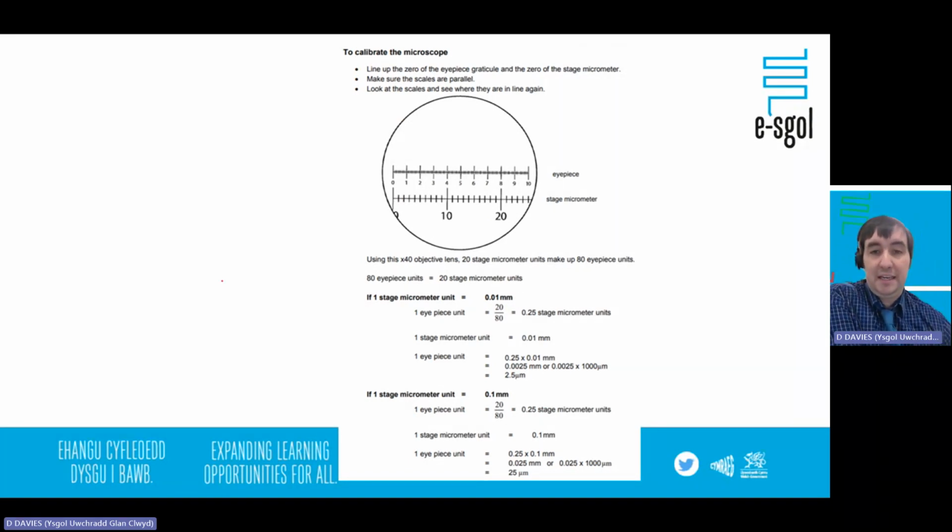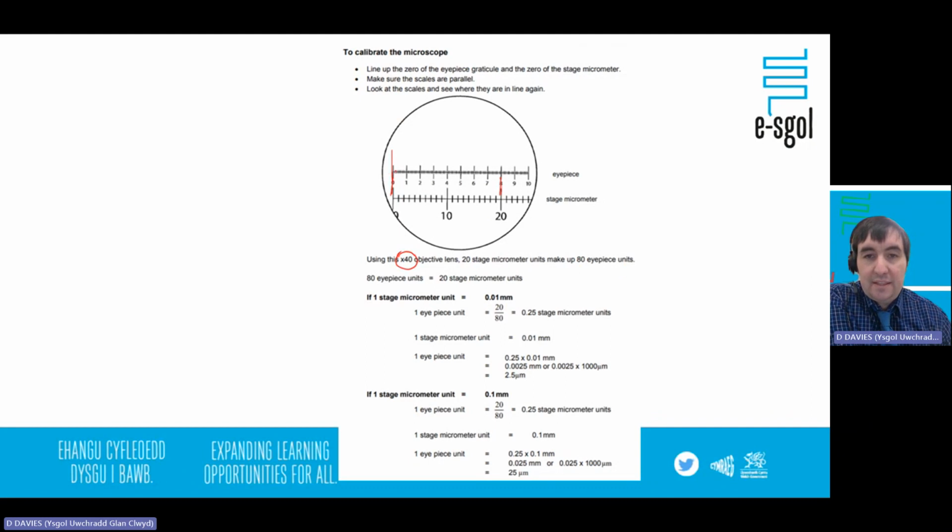So this here is my stage micrometer, so I've moved the slide so this line is in line with this line. Okay, so we're parallel here. I'd like to pretend that's a straight line. Look at the scales and see where they line up again. So in our case here, 8 lines up with 20 there, doesn't it? This is on the times 40 objective lens. So here we've got 20 stage micrometer units is 80 eyepiece units.